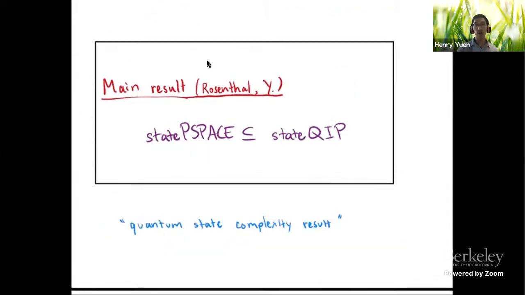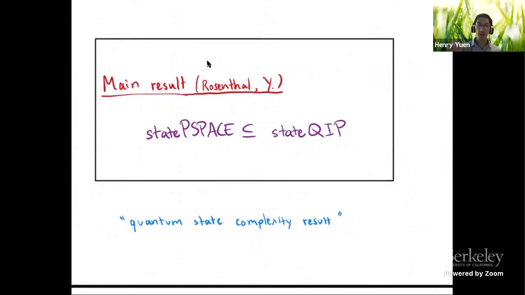So the main result that we show, expressed in terms of what I call quantum state complexity classes, is that statePSPACE is contained in stateQIP. So statePSPACE, think of it as the state complexity analog of PSPACE, and stateQIP is the state complexity analog of QIP. And let me unwrap what this really means and give a little more detail about what this result is saying.